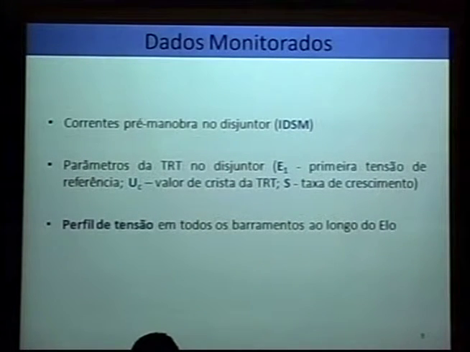The data that were monitored during the study were the pre-maneuver currents in the circuit breaker and the TRV parameters in the circuit breaker: the first reference voltage, the value of TRV, and the growth rate. And we also monitored the voltage profile in all the bus bars throughout the link.